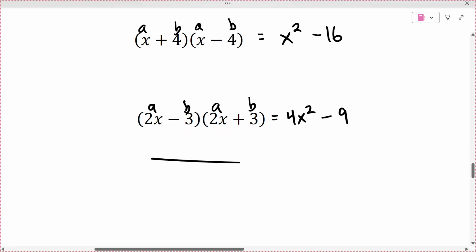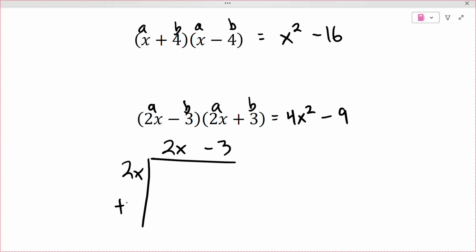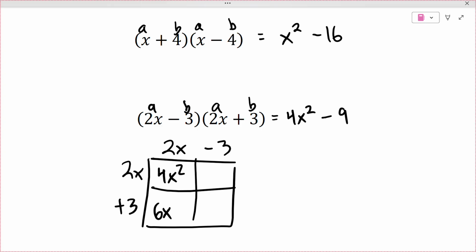Again, you are more than welcome to memorize that formula and use it, but the probably better option is to ignore the formula, multiply it out with your Punnett square, get the same answer anyways, and not waste your time with that formula. So again, if you notice, these would cancel and you'd get the same 4x squared minus 9.